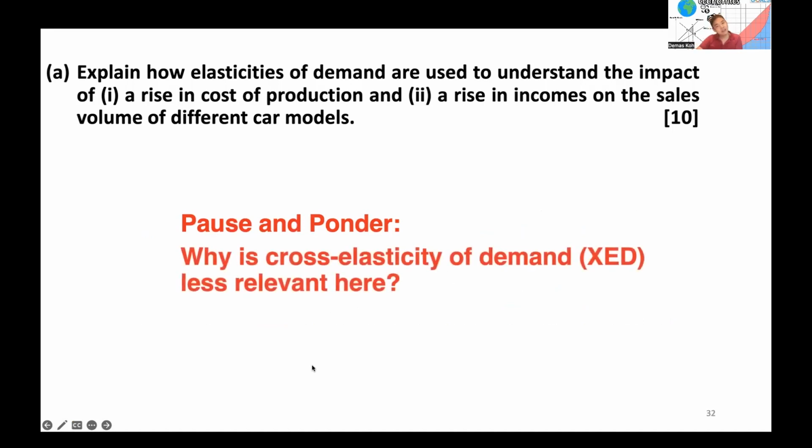And there is a third elasticity of demand that is not so relevant for this question. And I'd just like to pose this question to my audience. Why is cross elasticity of demand less relevant here?